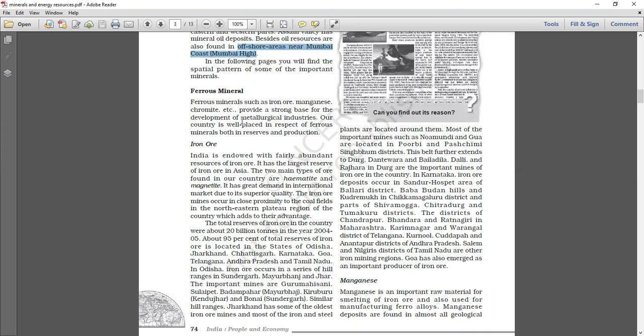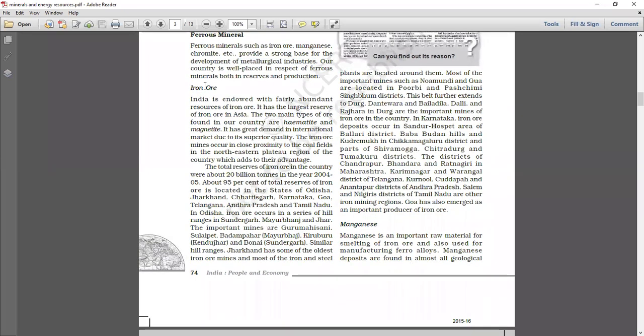So ferrous minerals help what? They are a strong base for metallurgical industries. Ferrous minerals provide a strong base because ferrous minerals are used as a raw material in metallurgical industries. And what do you understand by metallurgical industries? The industries which are concerned with extraction, refining, alloying, and fabrication of metals are regarded as metallurgical industries. The first one, that is the ferrous mineral which is very important, the base of our Indian economy, is iron ore.